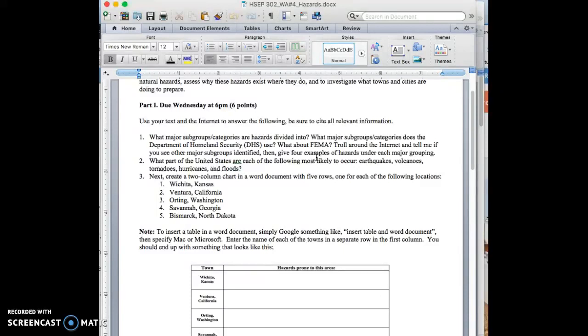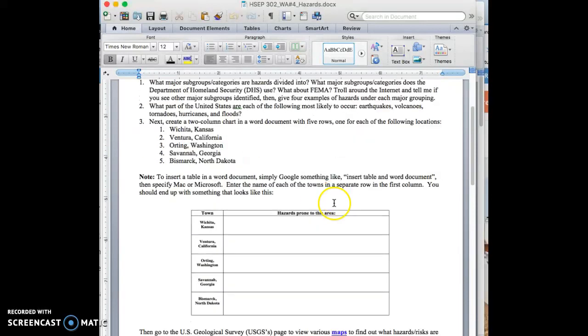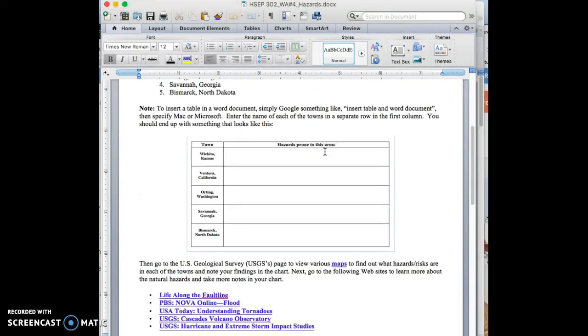So look at those, and really, I don't want you to go to a one-off website and say, this happens here, this happens here. You really need to dig around and look for more than one source to back up your information. Then I want you to create this chart. I tell you how to do it. Create a 2-column chart in a Word document and give me the information that I asked for down here. And I give you all the sites that you'll need for this.